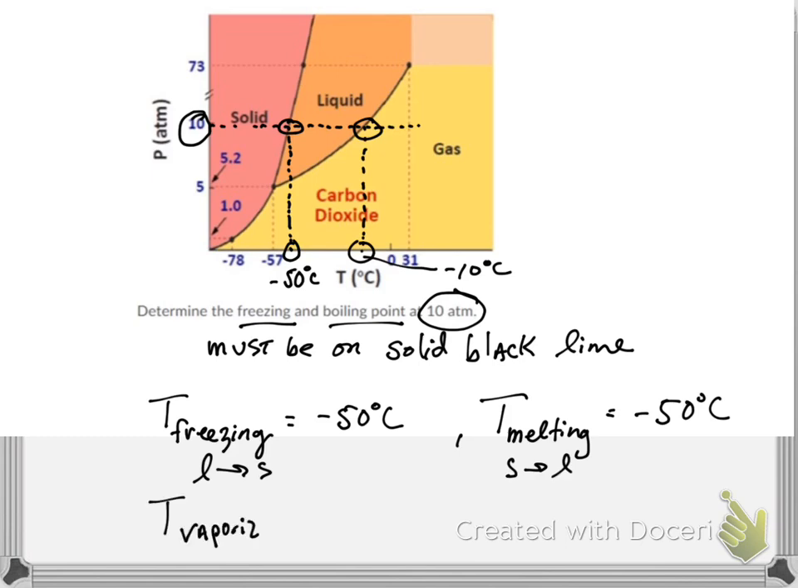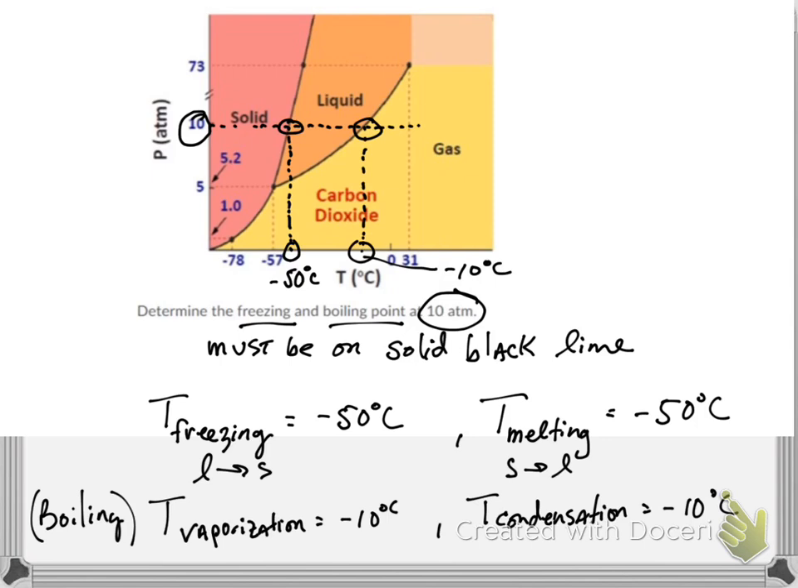Same is true for vaporization and condensation. That's what we call boiling. Minus 10 degrees is the temperature for vaporization. Minus 10 degrees is the temperature for condensation. Both of these are associated with the boiling point, the intersection of the liquid and gas at a given pressure. It's really important that you feel comfortable obtaining these numbers from the solid lines on the phase diagram.